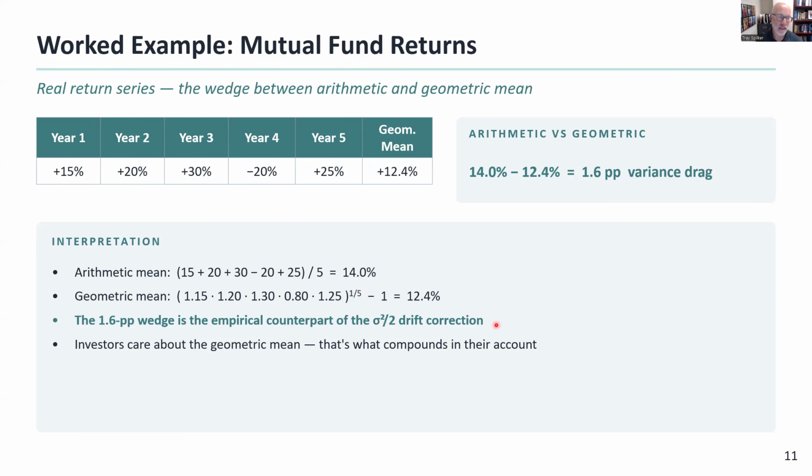That's half the variance. And the reason we do this is because investors care about the geometric mean. That's going to compound in their account. That's what's going to show up as far as their ending balance there. Okay.